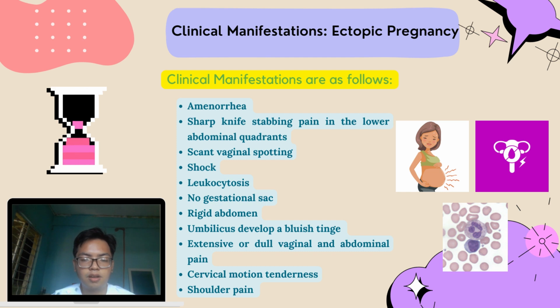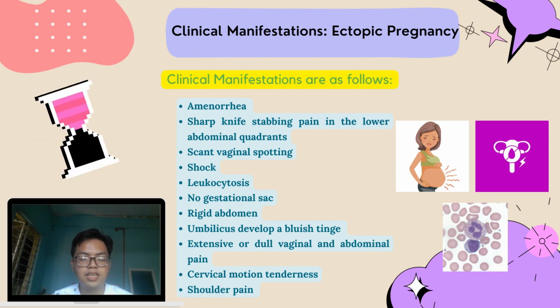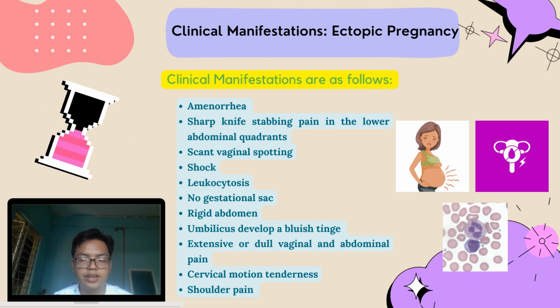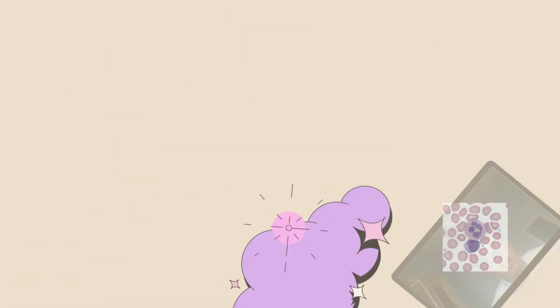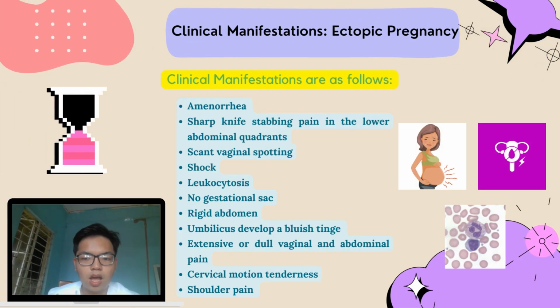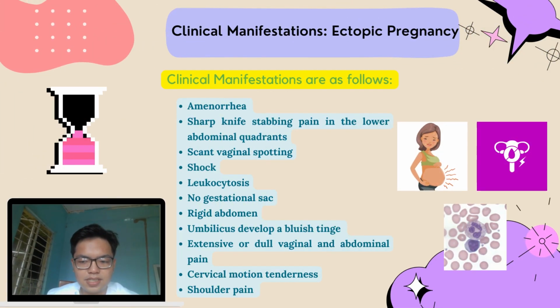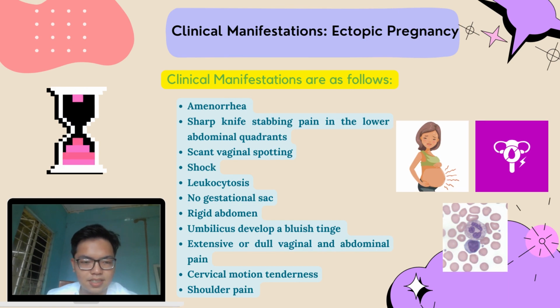umbilicus that develops a bluish tinge or the Cullen sign, extensive or dull vaginal and abdominal pain, cervical motion tenderness, and shoulder pain due to the accumulation of blood in the peritoneal area or the diaphragm. All of these clinical manifestations will be further discussed in the assessment part.